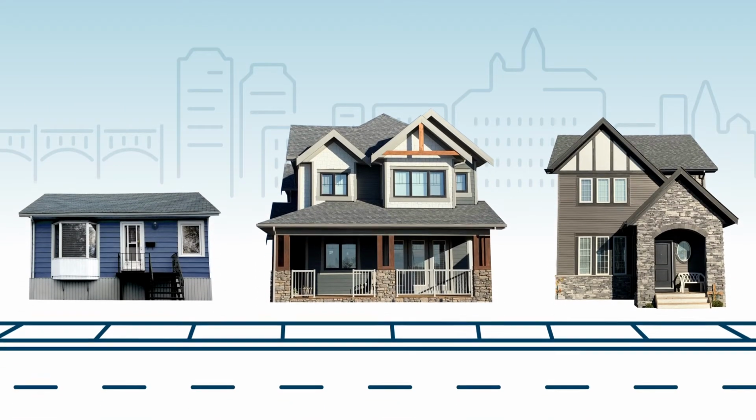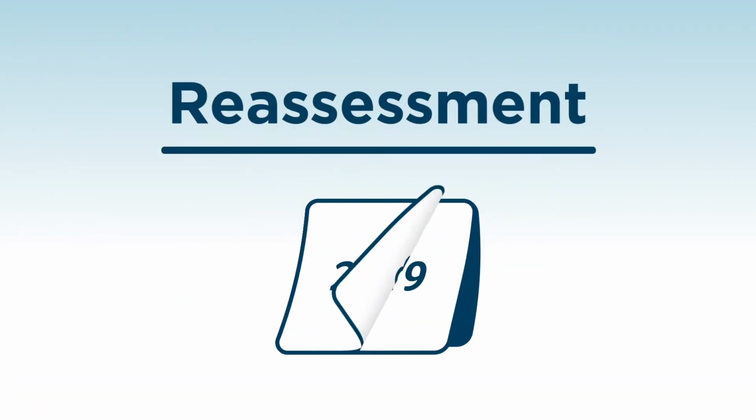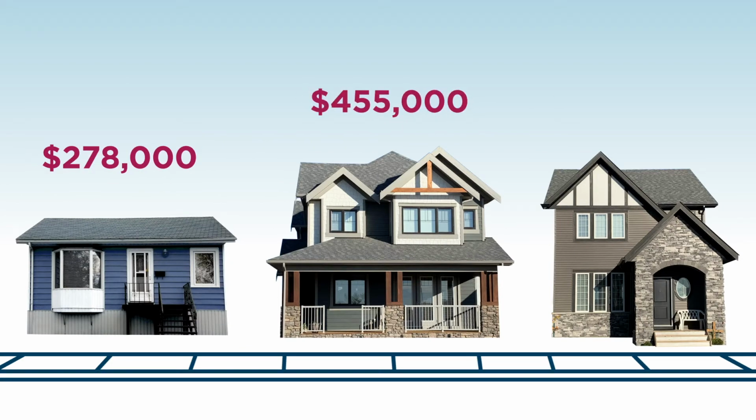So, you're probably wondering how your property's assessed value is calculated. Well, property values are updated every 4 years through a process called reassessment. The next reassessment will take place in 2021. The reassessment notice you'll receive reflects your property's market value based on sales. And that market value is as of January 1st, 2019. This is sometimes called the base date.